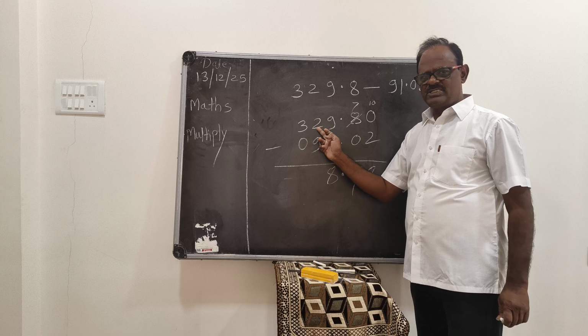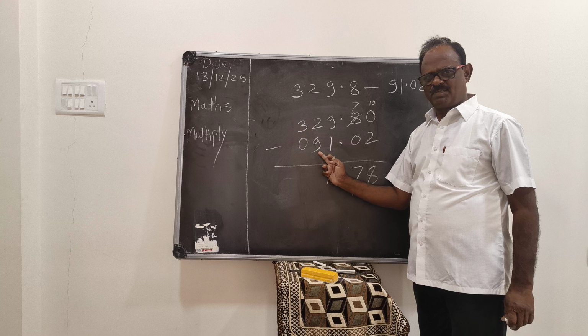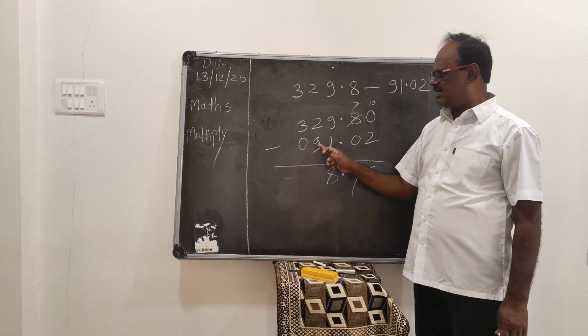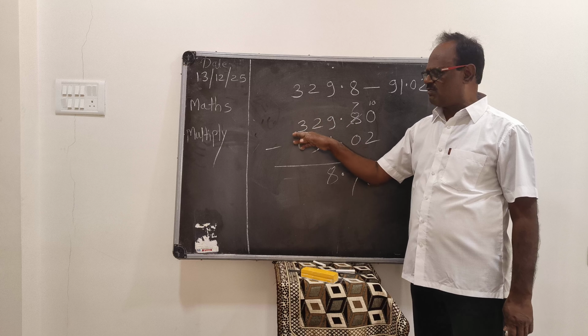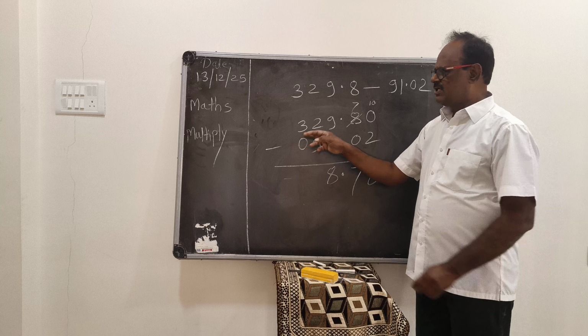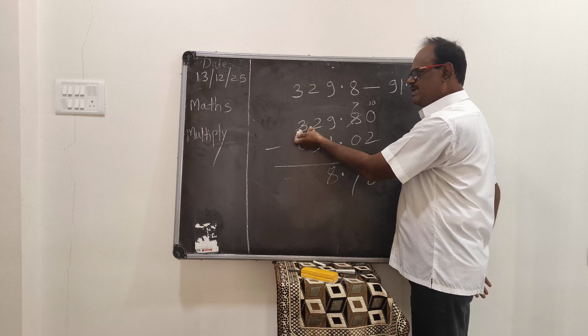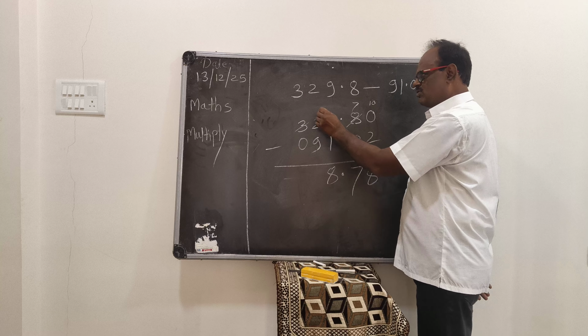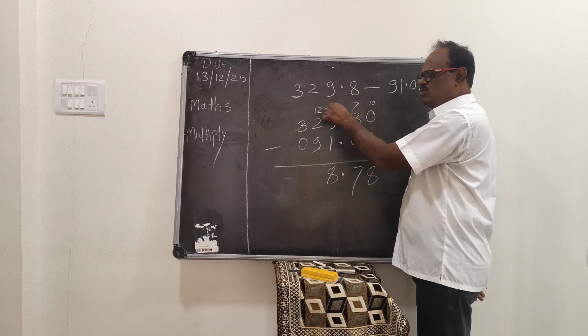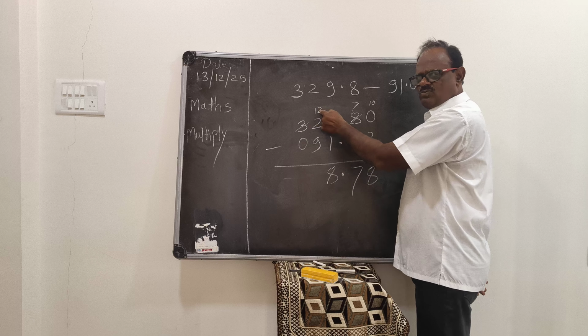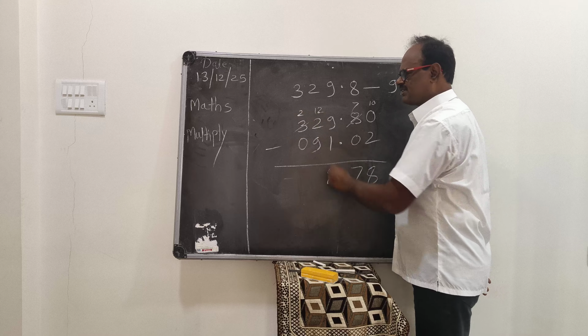But now 2 is a smaller number, 9 is a bigger number. You cannot subtract 9 from 2. So this 2 has to borrow 1 from 3. So 3 gives its 1 to this 2 and it becomes 12. And as this 3 has given 1, it becomes 2.